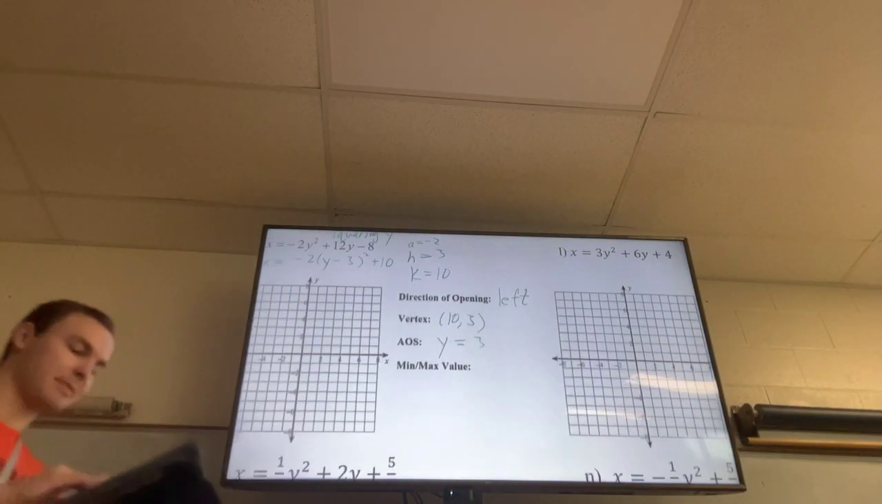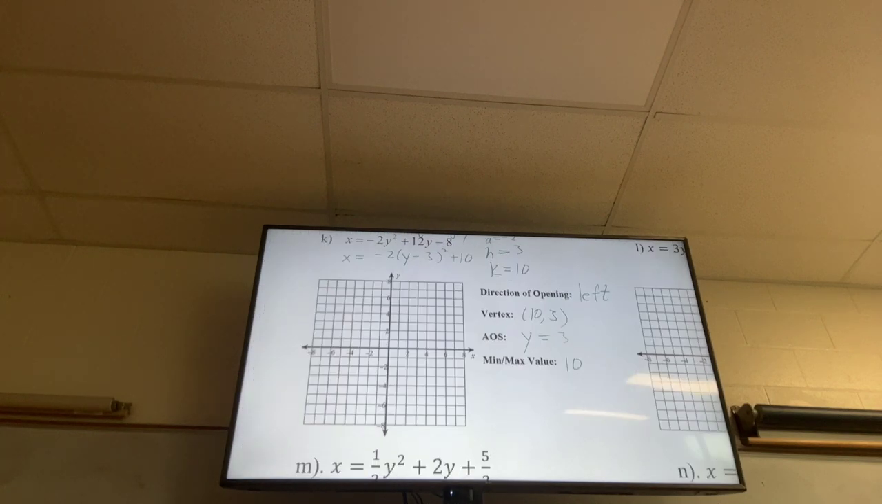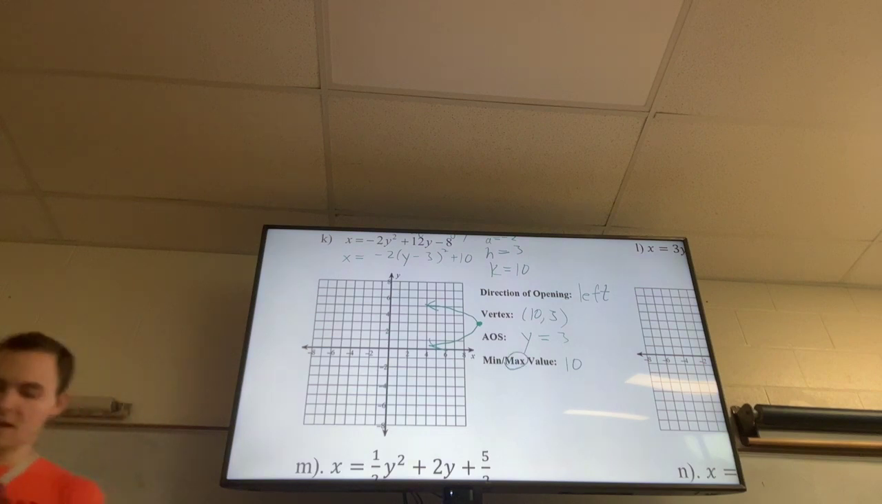What's my maximum value? Just 10. Let's see. When in doubt, graph it out. Vertex is 10, 3. Sorry, it's going to be off the axis a little bit. Okay, Daniel, is that a max or a min? My vertex is on the right end. Max, yeah. Good, we'll stop there.